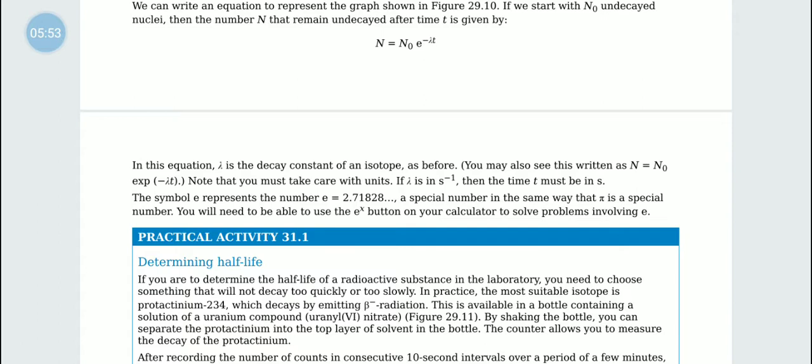The values given here: N0, undecayed nuclei; N, number of undecayed nuclei left after time t; e, the special number 2.718, just like the special number pi; t is the time, in similar units as lambda. Lambda is the decay constant.